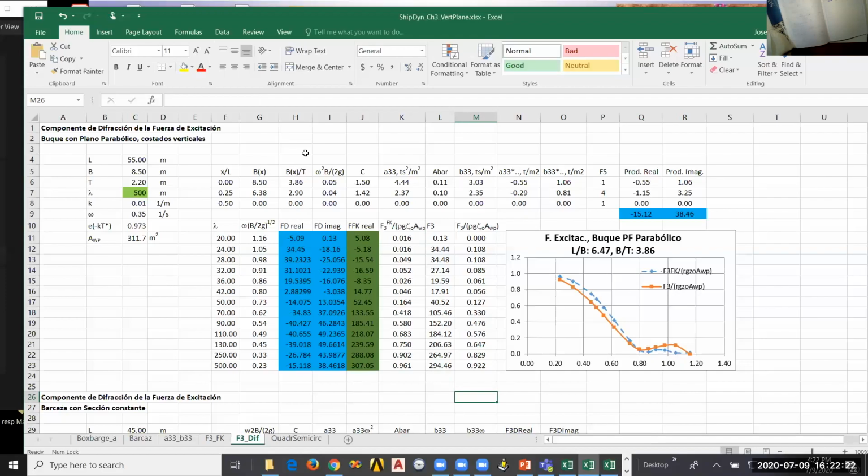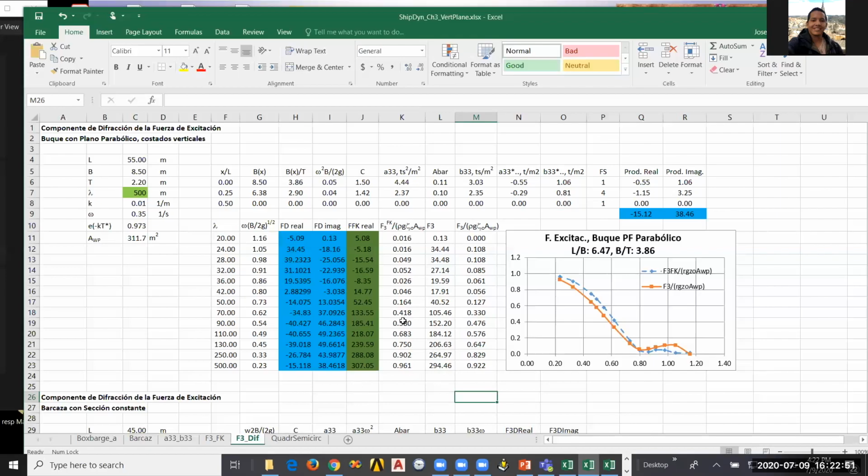Okay, so that's what I expect from you. This case is for the vertical sides. In your case, they are not vertical. The sections are circular. But the sectional coefficient and the B over T ratio are constant, which is simpler than this case.